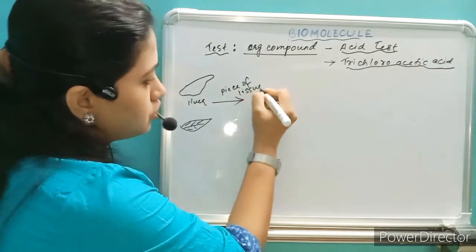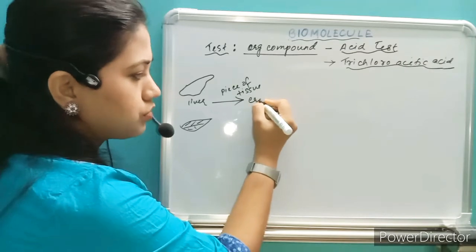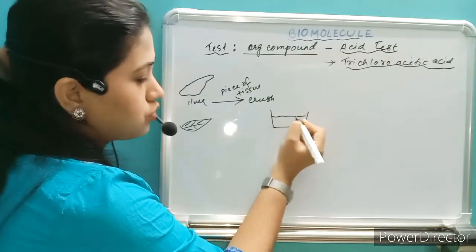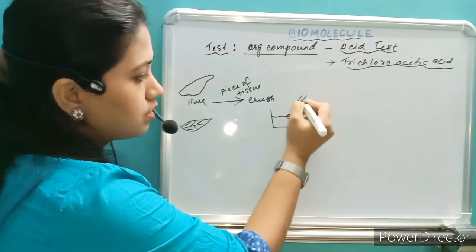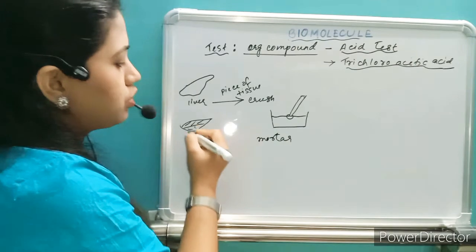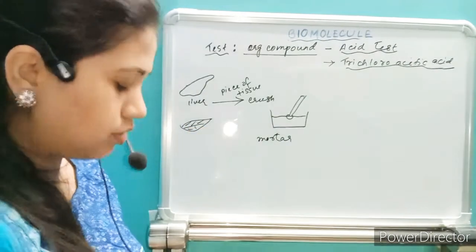Then this piece of tissue you have to crush. How can you crush it? With the help of a mortar. Okay, so in the mortar and the pestle. With the help of a mortar, what you are going to do, take this piece of tissue.